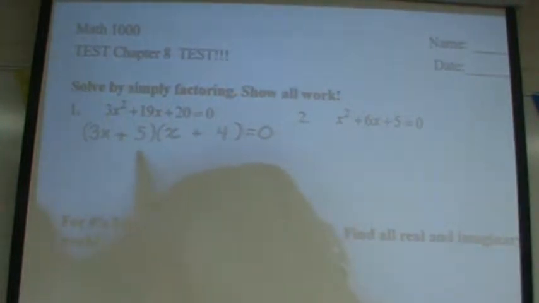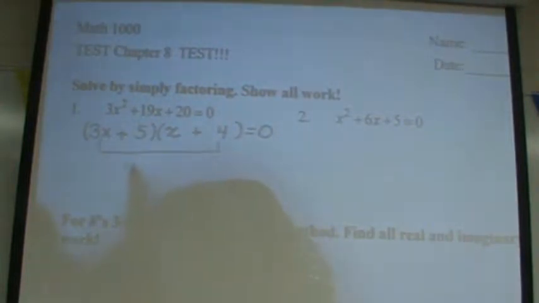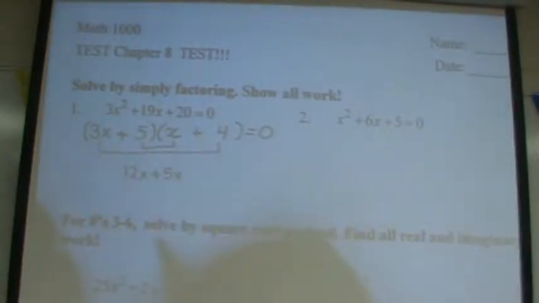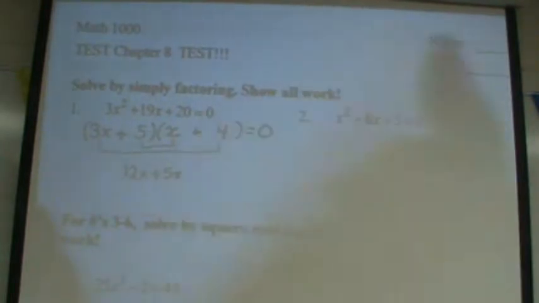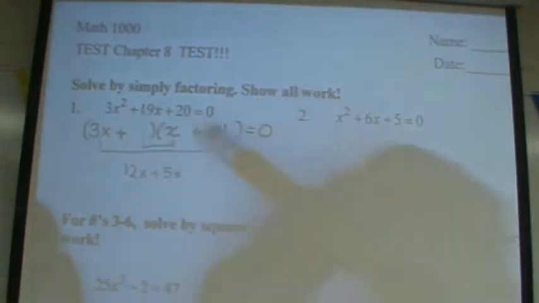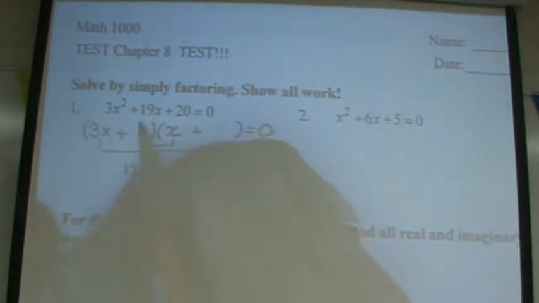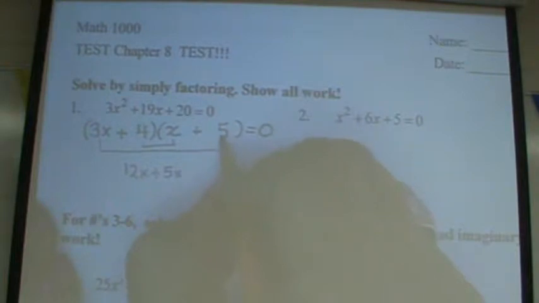Now, I'm going to FOIL, and when I do my foiling, my first, outer, inner, and last have to multiply and add. My outer and my inners have to add to be 19. So this gives me 12x, and this gives me 5x. Okay, now that does not give me 19x. So what I want to probably do is switch these two around. So let's put, this is the one that confuses people, a 4 here and a 5 here.